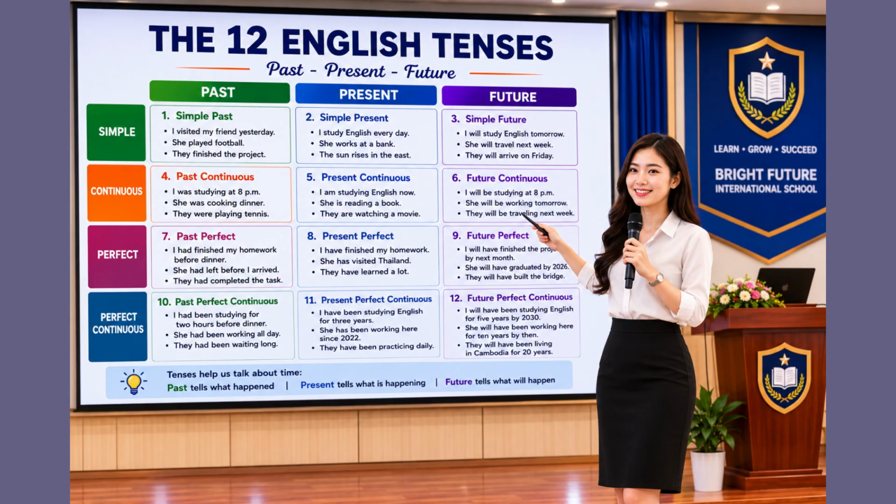One of the best ways to practice tenses is by using your daily routine. Every day provides opportunities to use different tenses naturally. For example, in the morning, you can say, "I wake up at 6 o'clock," which is the simple present tense. During breakfast, you can say, "I am eating breakfast," which is the present continuous tense.